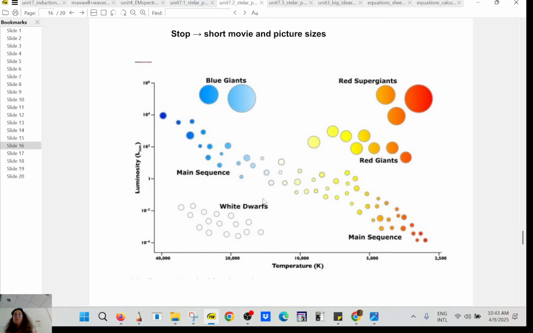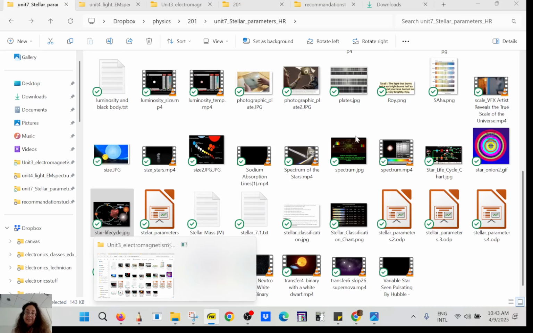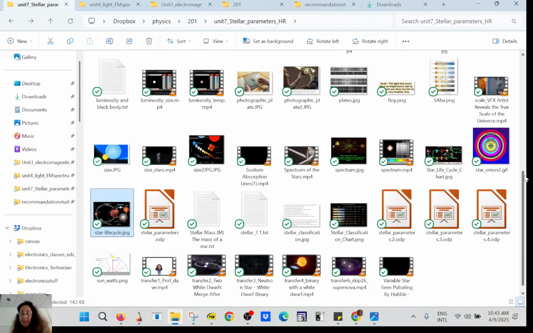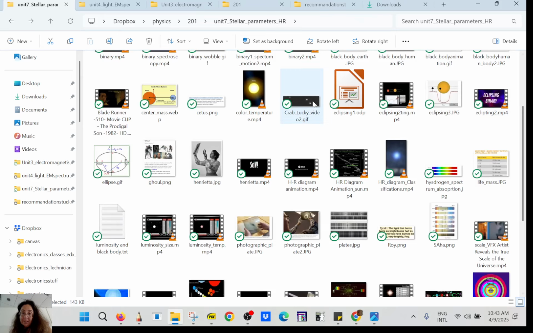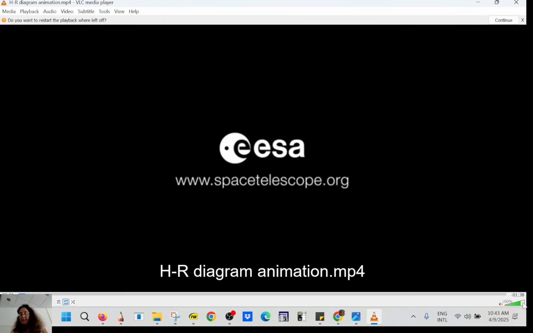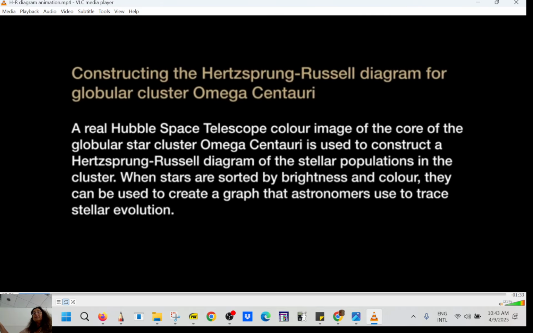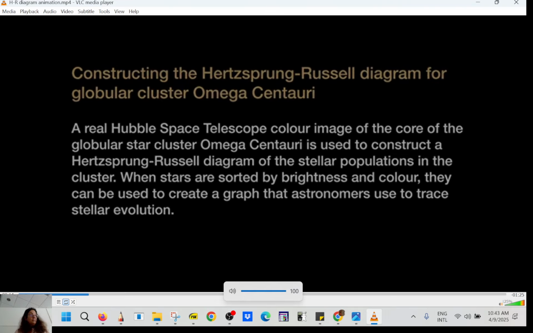Again, that will be Wien's law, HR diagram. So I found a very nice video. This one is super cool, and it's based on real data collected by the Hubble Space Telescope.